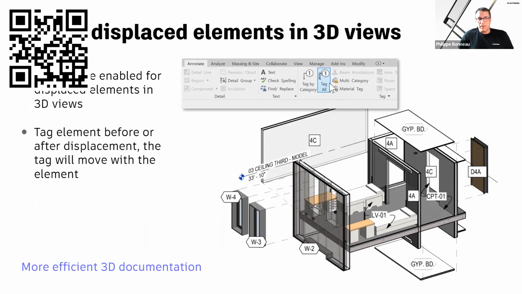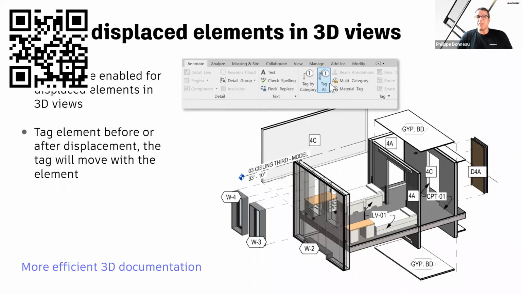So next, you can now tag all displaced elements in 3D views. You can create isometric 3D views in Revit and use a displaced elements tool to offset elements from their actual positions to improve visibility and documentation. And in Revit 2023, the tag feature has been enabled for these displaced elements.